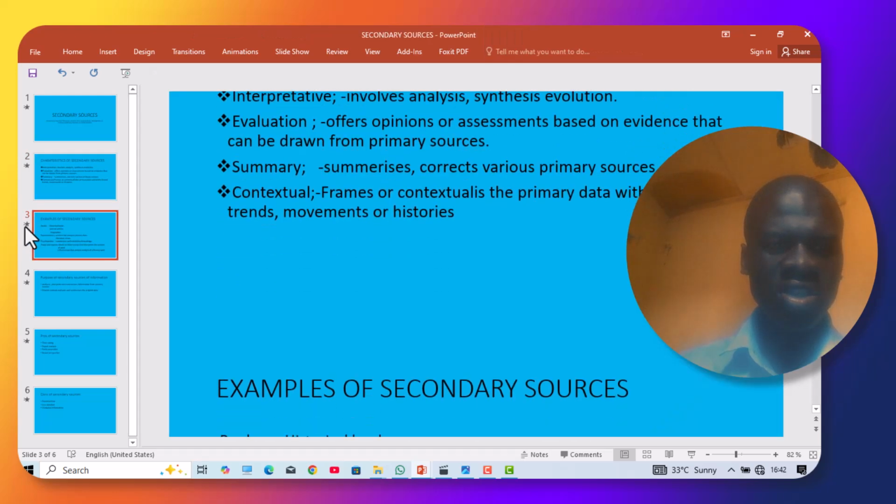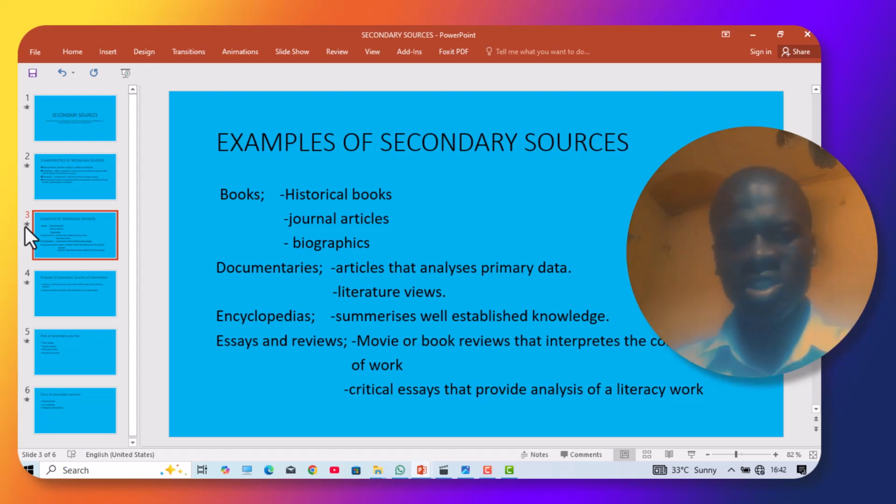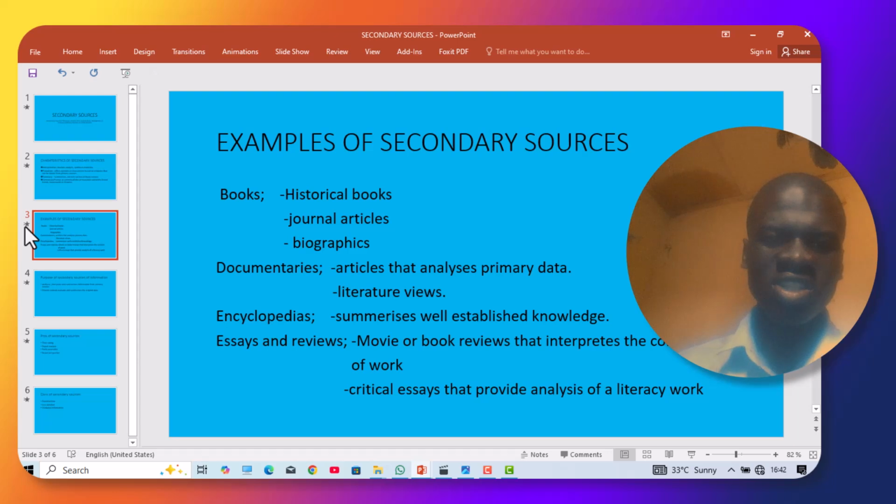Let's come to the next, that is examples. So here are examples of secondary sources. The first example is books. This may be historical books, like those books of people who did some achievement long ago. We have journal articles, which are majorly written by authors. So it is one of the examples of books. We have biographies as another example of secondary sources.